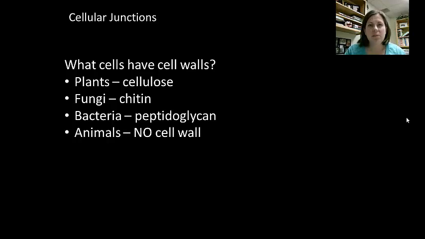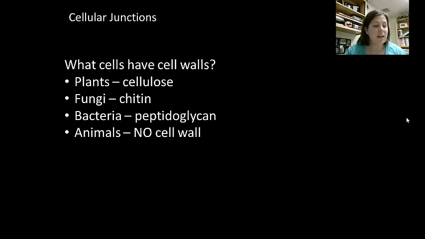All right, so a question may be something like, all of the following have cell walls except, well, you would pick animals. It might be more specific and say, this organism's cell wall is made out of peptidoglycan. Well, that would be bacteria. So you need to make sure you know which ones have them and what they are also made out of.